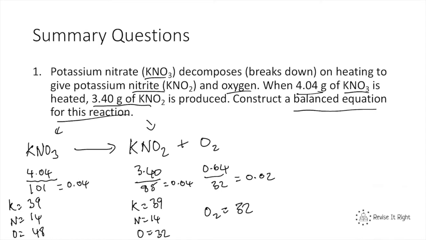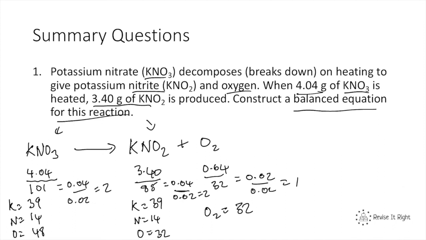So that means that 0.04 moles of potassium nitrate forms 0.04 moles of potassium nitrite plus 0.02 moles of oxygen. But again, we can't put these into our equation, so we have to make them whole numbers. So to do that, we're going to divide it by the smallest number. Now the smallest number out of these three is 0.02. So let's divide them all by that. 0.02 divided by 0.02 is 1. 0.04 divided by 0.02 actually gives you 2. And 0.04 divided by 0.02 again is going to give you 2.